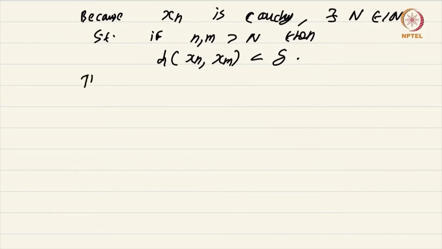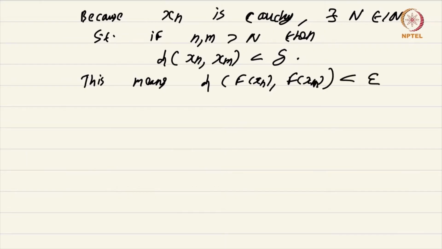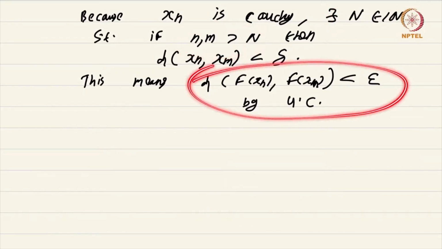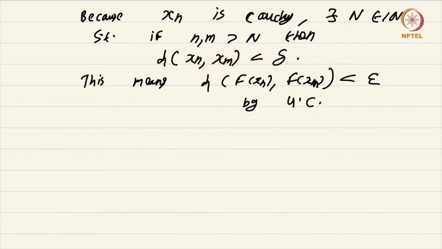This means d(f(x_n), f(x_m)) is less than epsilon. This is by uniform continuity, I'll just abbreviate it as UC. So by uniform continuity, what we have shown is that given any epsilon, we can find a capital N so large that if n, m are greater than capital N, then d(f(x_n), f(x_m)) is less than epsilon. Okay, so this shows that we have Cauchiness being preserved by uniformly continuous functions.